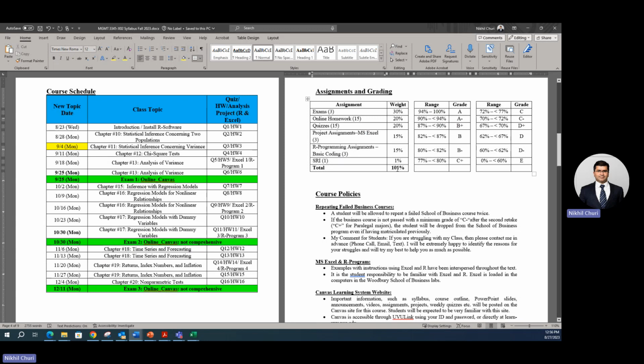Finally, 1% extra credit will be given for SRI towards the end of the semester. And grading policy, 94% and above will be A, 90% to 93.99% will be A minus. And this is the grading policy.